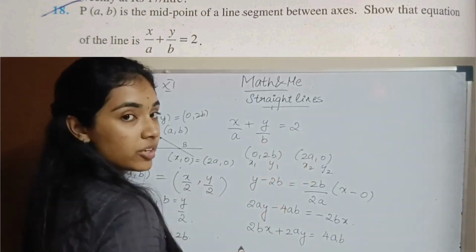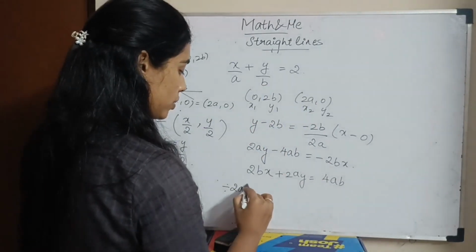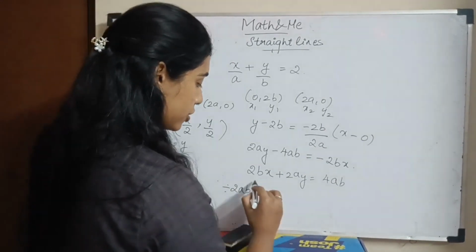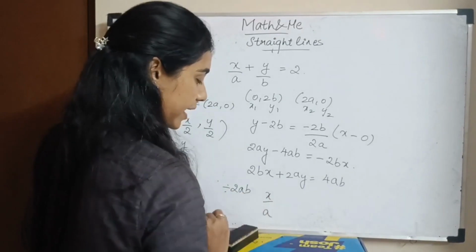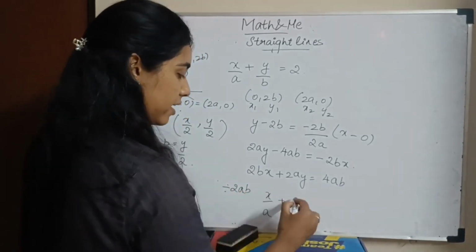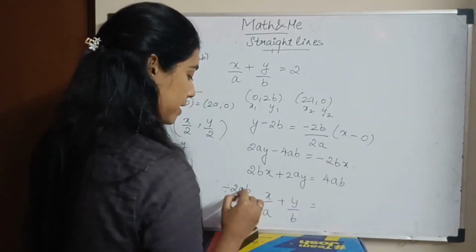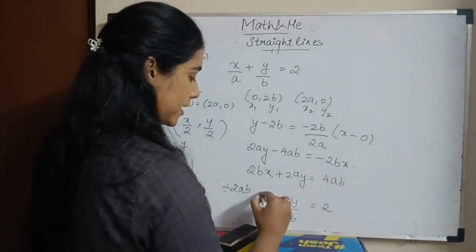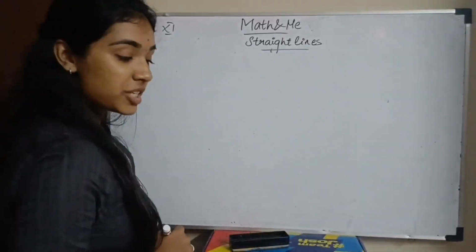Since I needed 2 here, what am I going to do? I'm going to divide the equation by 2ab. So when I divide this by 2ab, what do I get? 2b and 2b get cancelled. I have x divided by a plus 2ay, so 2a gets cancelled. I have y divided by b. And what is left? 4ab divided by 2ab. ab and ab go off. 4 and 2 is 2. Hence proved. Okay.